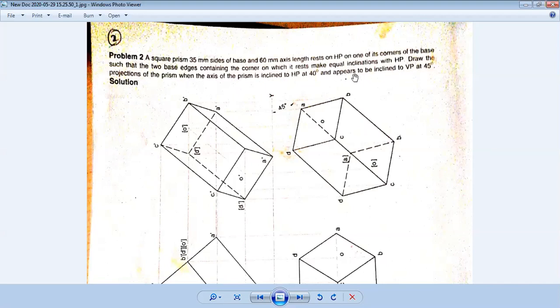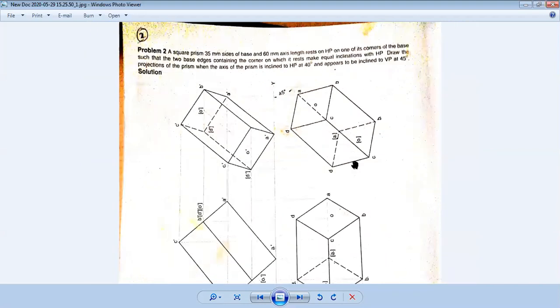Just underline this word "appears". I will tell what is the importance of that one. So just underline this word "appears". The axis appears to be inclined to VP at 45 degree. Okay. First we will solve the problem, and then first we will see what is the resting on corner problem.